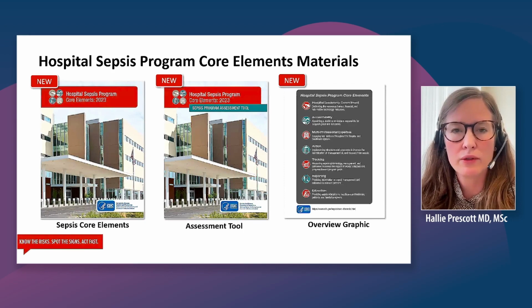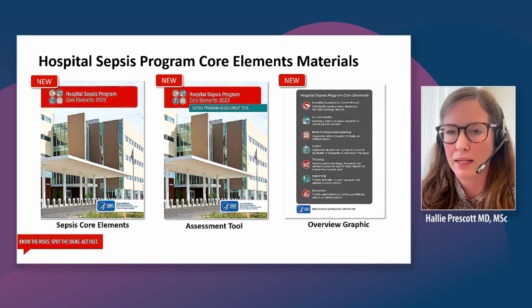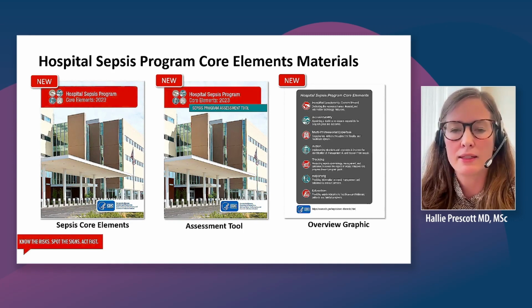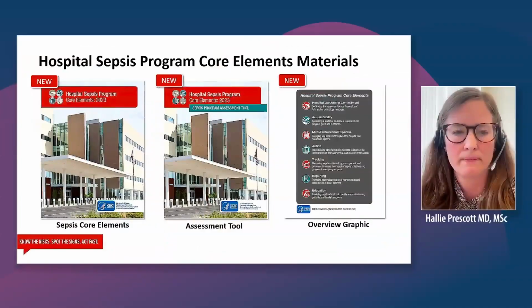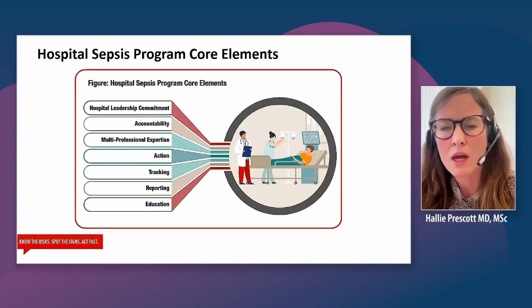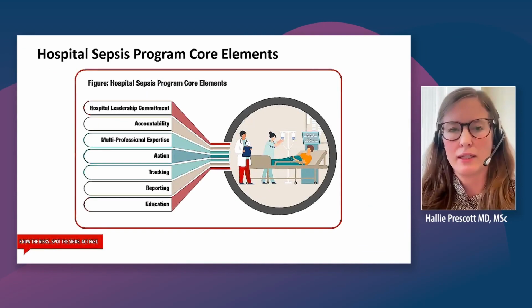The materials provided with the launch of the Hospital Sepsis Program Core Elements include the guidance on the left, a self-assessment tool in the middle. This allows hospitals to go through and see how things currently are at their hospital and identify next steps to develop or further improve their hospital sepsis program. And on the right, we have a high-level infographic summarizing the 7 core elements included in the Hospital Sepsis Program Core Elements. Next slide. This infographic also summarizes the core elements.